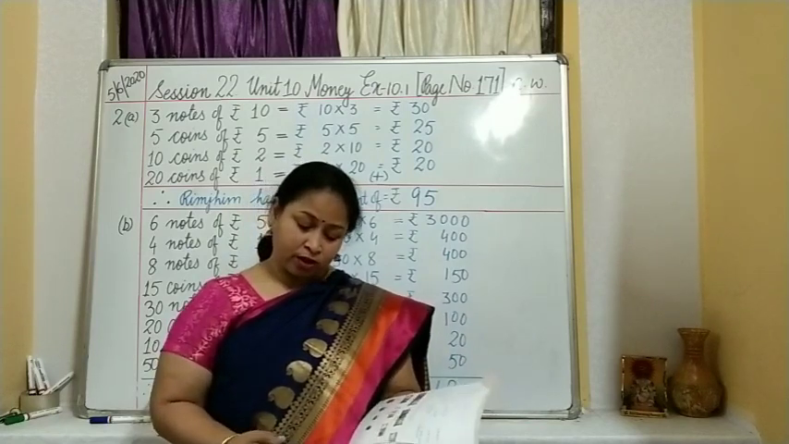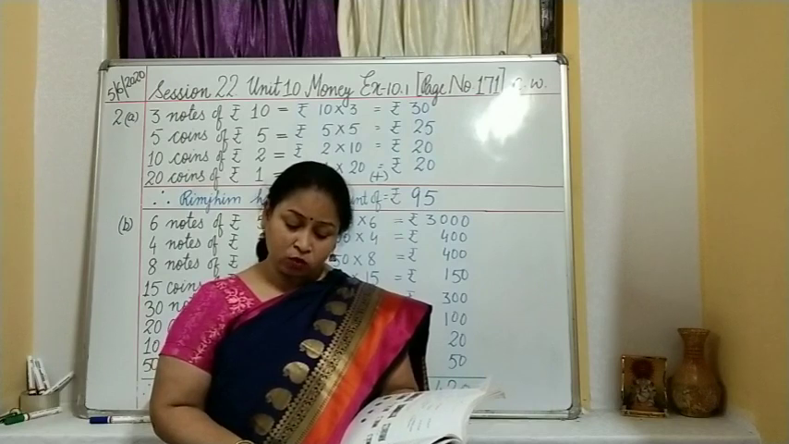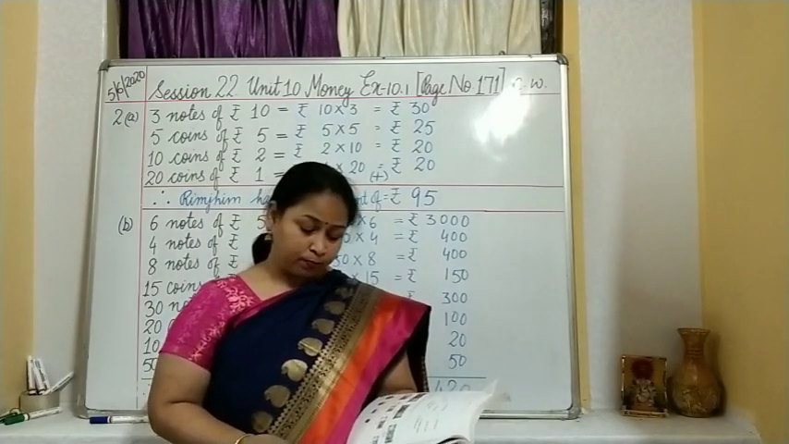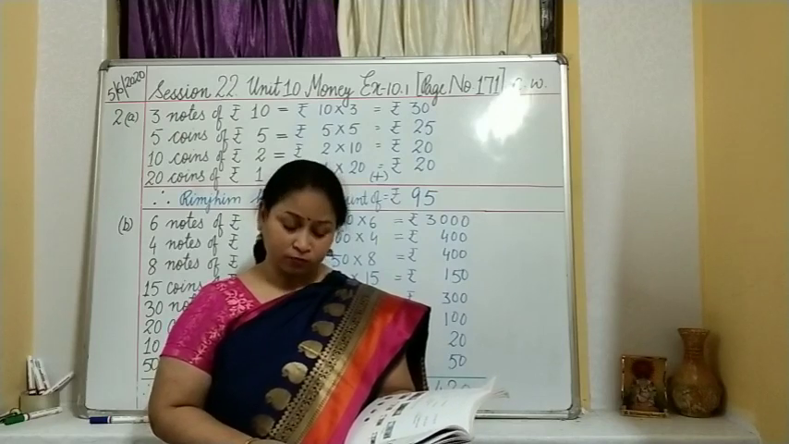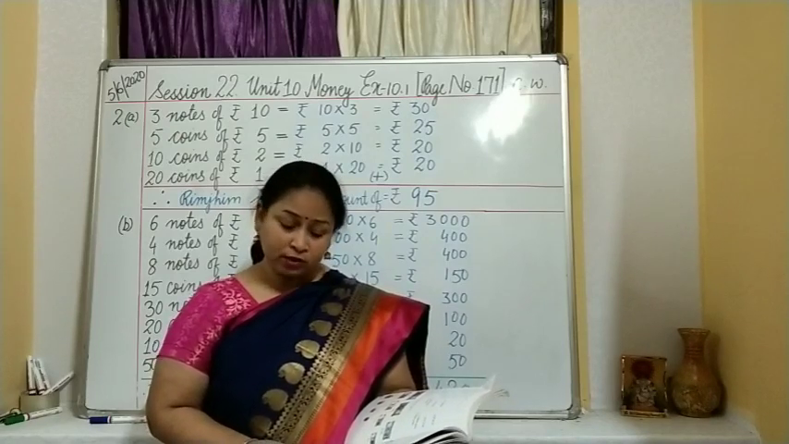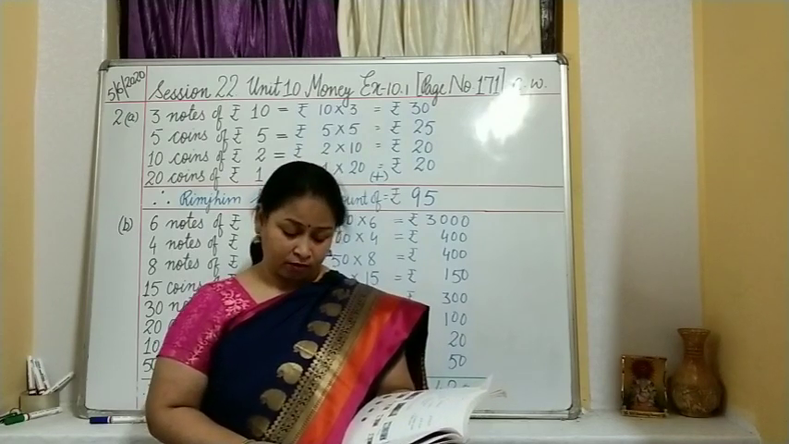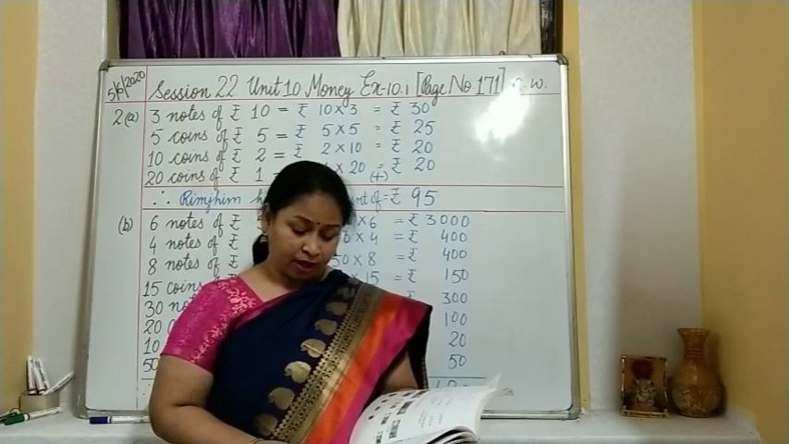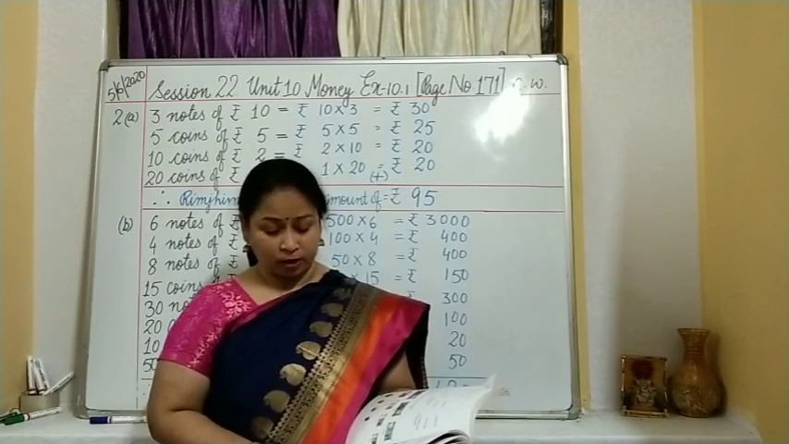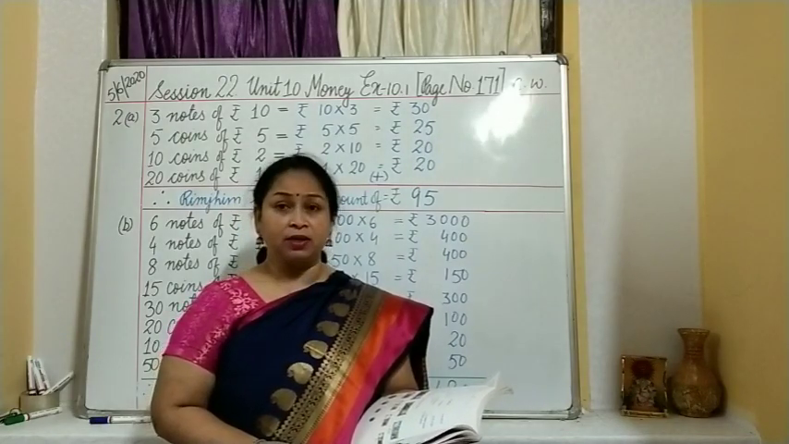While he was counting, he counted 6 notes of rupees 500, then 4 notes of rupees 100, 8 notes of rupees 50, 15 coins of rupees 10, 30 notes of rupees 10, then 20 coins of rupees 5, 10 coins of rupees 2, and 50 coins of rupee 1. How much money does he collect in all?